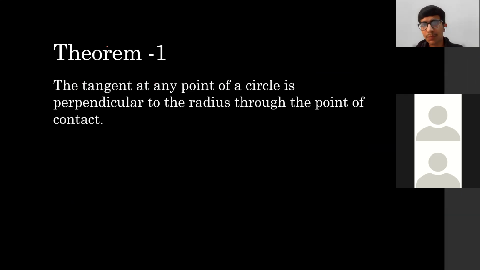Now let's move to theorem 1. As I said, there are only two theorems in the chapter, and all of the questions revolve around these two theorems. Okay. So theorem 1 says the tangent at any point of a circle is perpendicular to the radius to the point of contact. First of all, tell me one thing, guys.